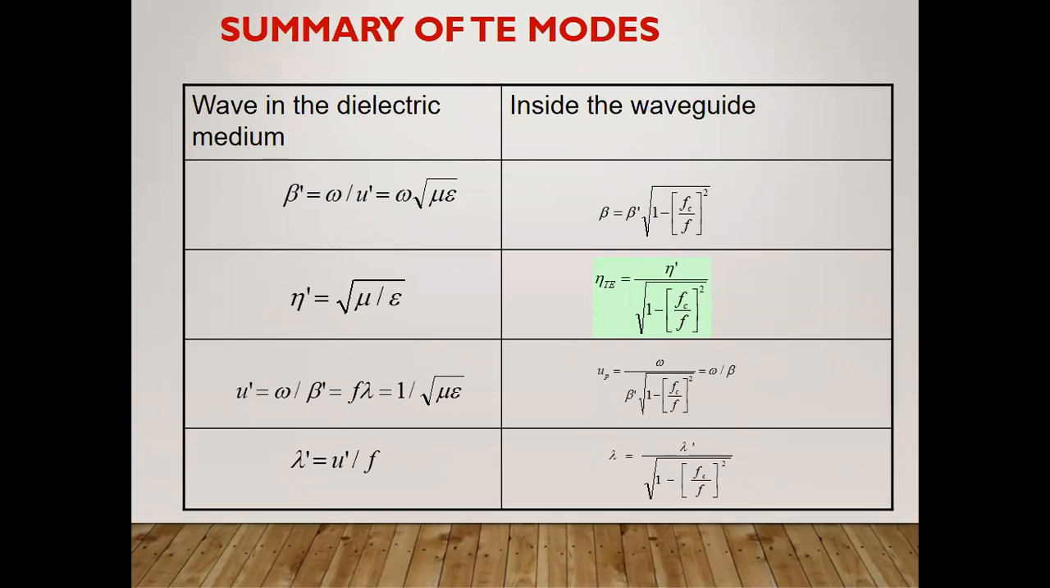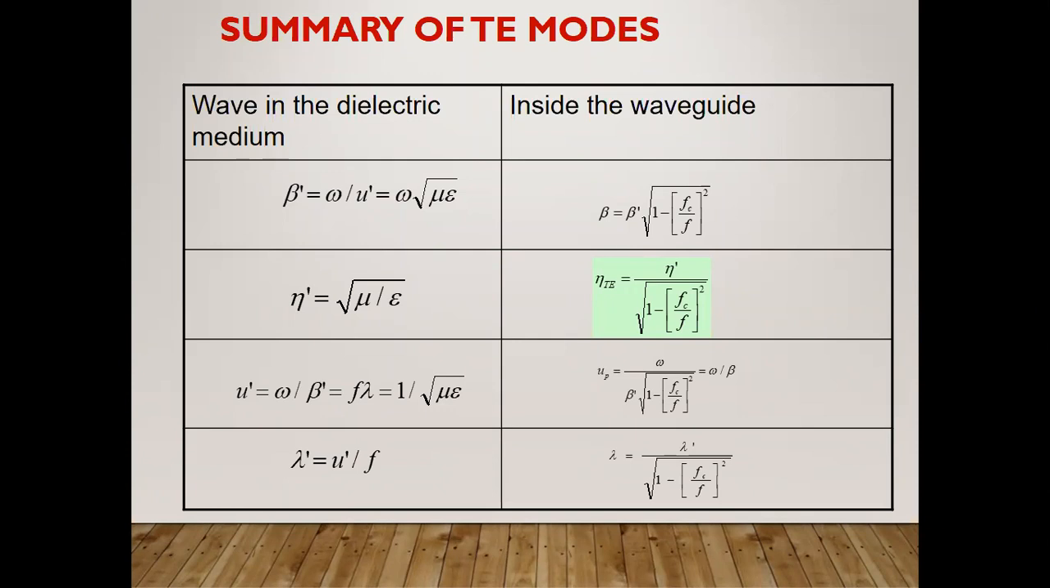In this comparison chart, you can identify easily how the wave behaves in the dielectric medium and in the TE modes, because we know very well there are three classifications, or three modes, in which the wave will be propagated in the waveguides. That is the TE, next the TM, and third the TEM modes. So in the TE mode, this is a summary chart.